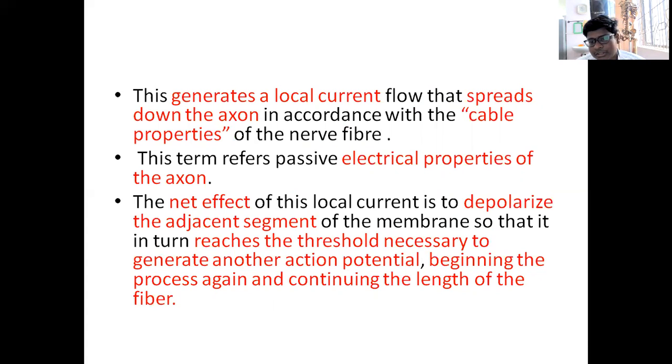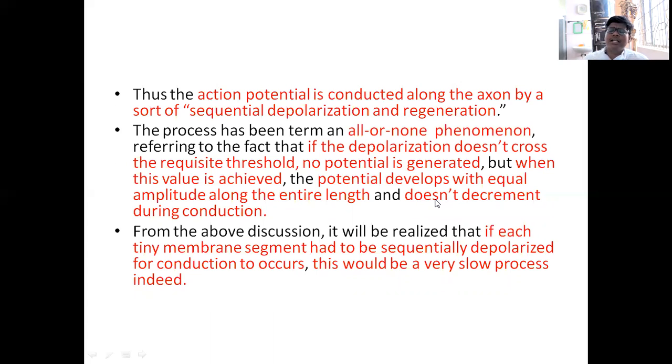The net effect of the local current is to depolarize the adjacent segments of the membrane so that it reaches the threshold necessary to generate another action potential, beginning the process again and continuing along the length of the fiber. Thus, the action potential is conducted along the axon by sequential depolarization and regeneration. This process is termed the all-or-none phenomenon. Below the requisite threshold, no potential is generated, but when this value is achieved, the potential develops with equal amplitude along the entire length and thus does not decrement during conduction.